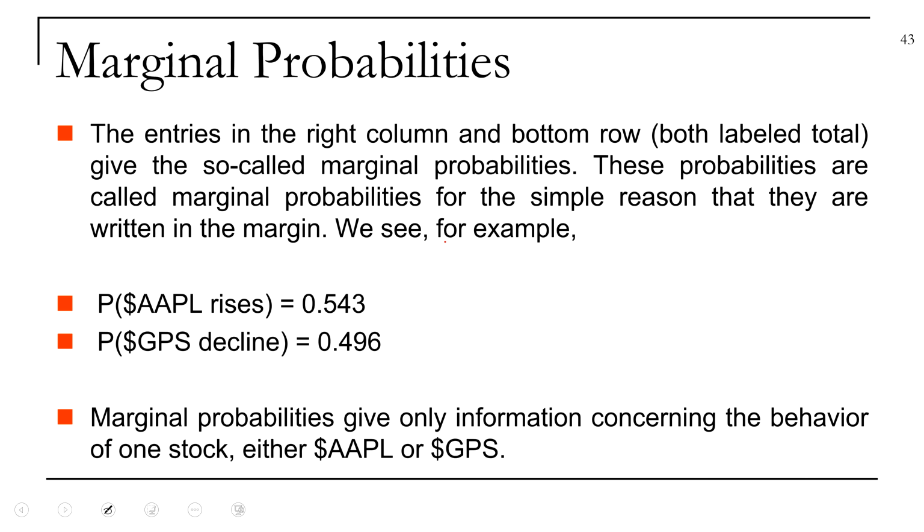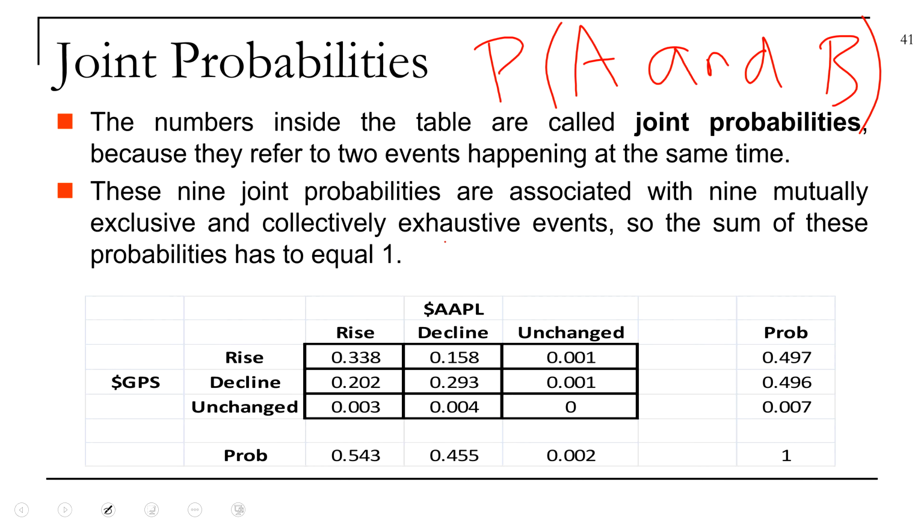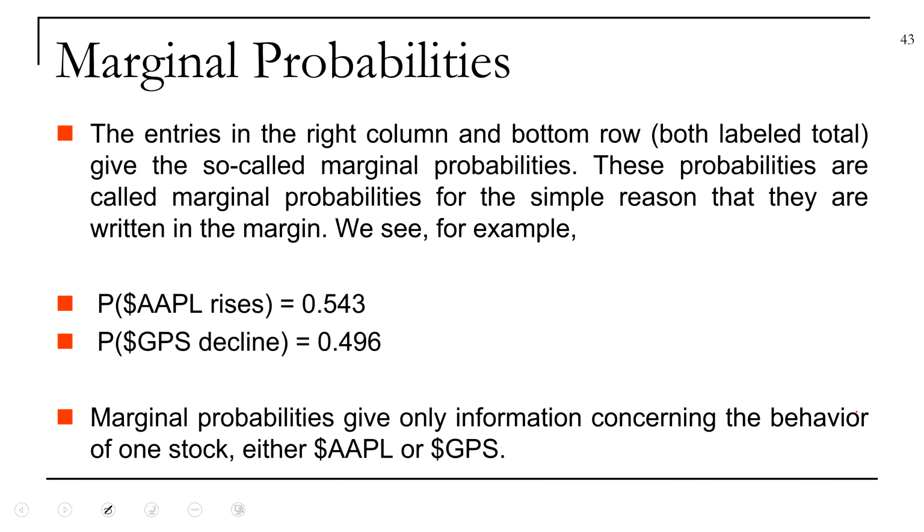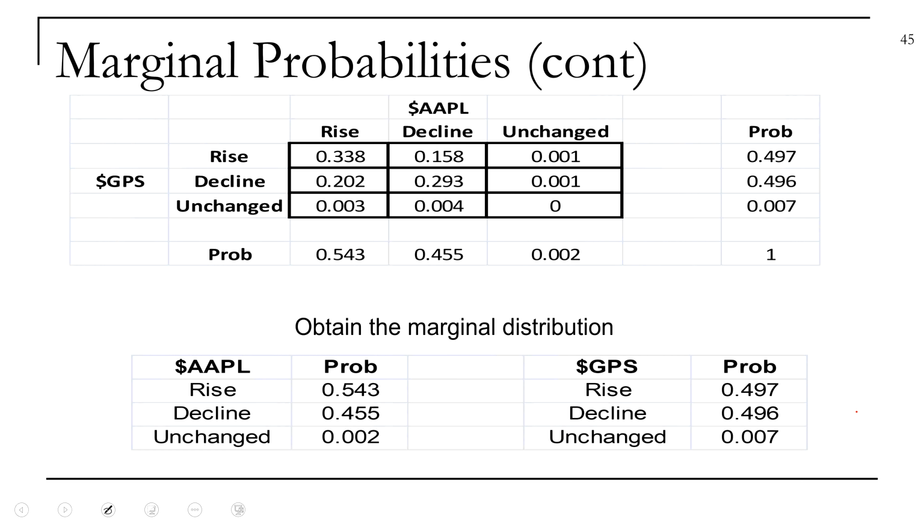Marginal probabilities are literally called marginal probabilities because they're written in the margins of the table. These are the marginal probabilities. And if you're interested in one variable, if we only want to look at Gap, or we only want to look at Apple, we would look at the marginal probabilities.